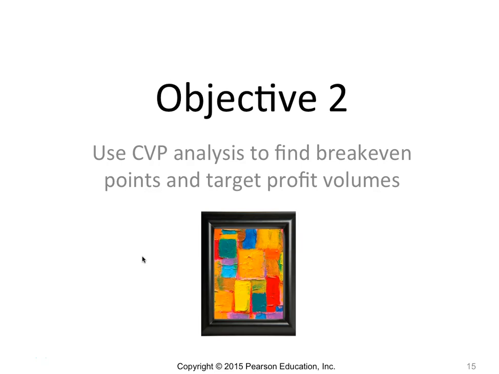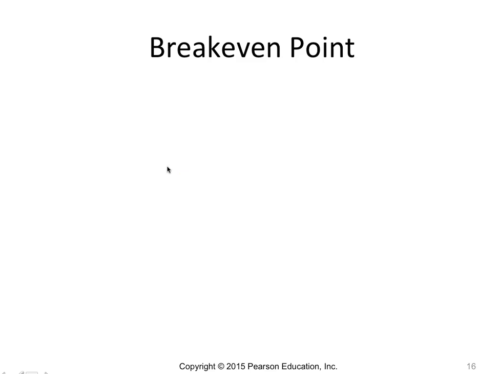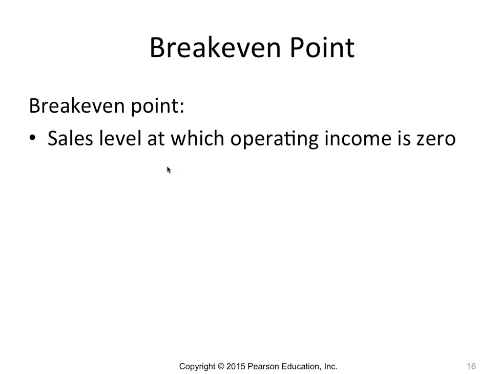So the next objective is to use CVP, cost volume profit analysis to find break-even points. So here, break-even point is what we want to see. We want to use it and a target profit volume. If we know how to do the break-even points, the target profit volume will be very simple. OP stands for profit, not price. Sorry. So break-even point is the sales level at which operating income is 0.